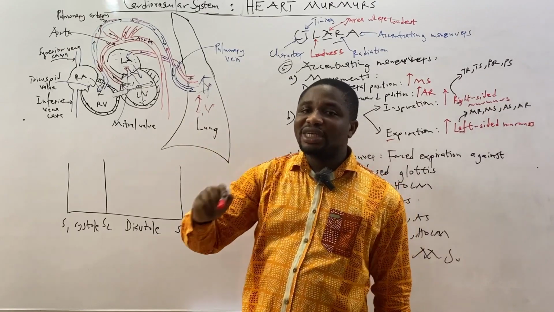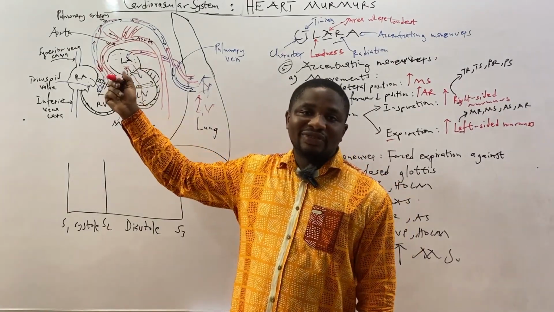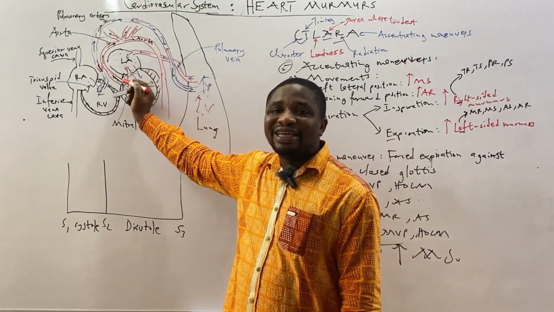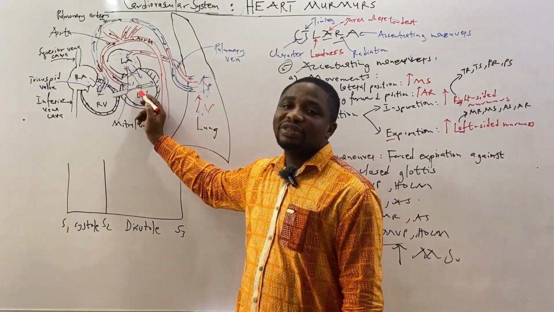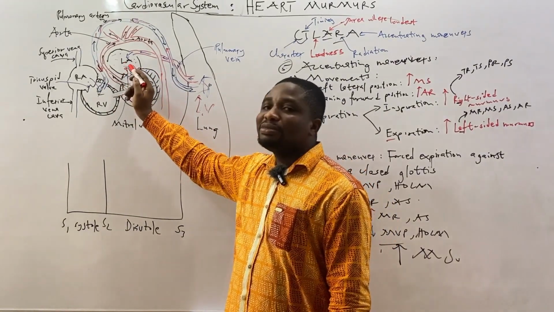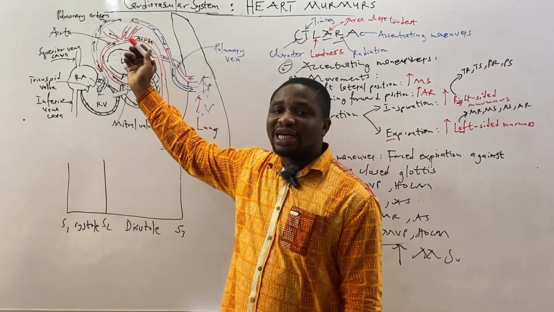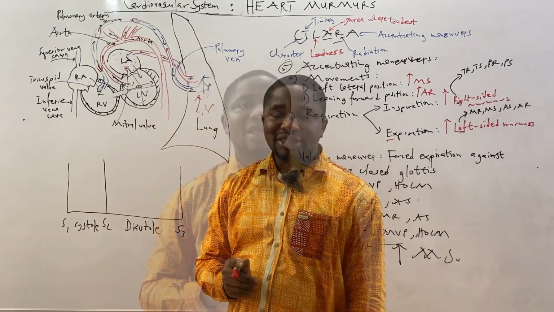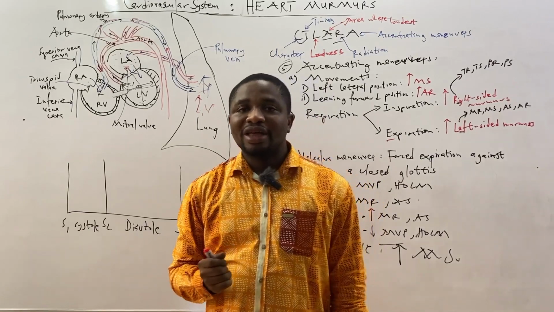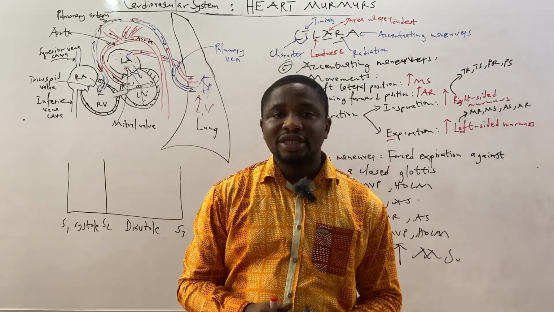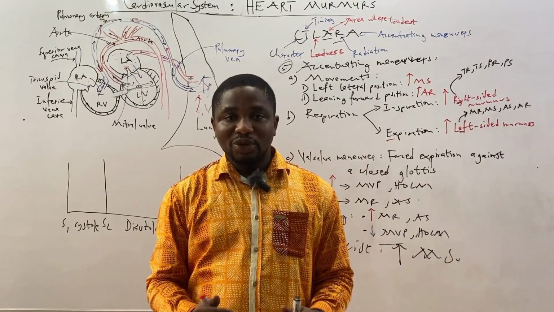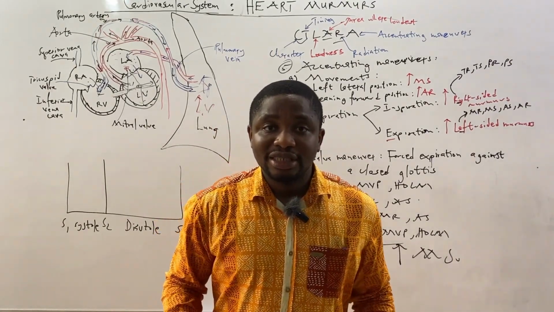So the left-sided murmurs, we say the mitral valve and the aortic valve, because they are relating to the left. The aorta is connected to the left ventricle, and the mitral valve is existing between the left atrium and the left ventricle. Those are left-sided murmurs. I hope that makes sense to you. Then again, if you are listening to the murmur of aortic regurgitation, definitely you ask the patient to lean forward, or you lean forward the patient.